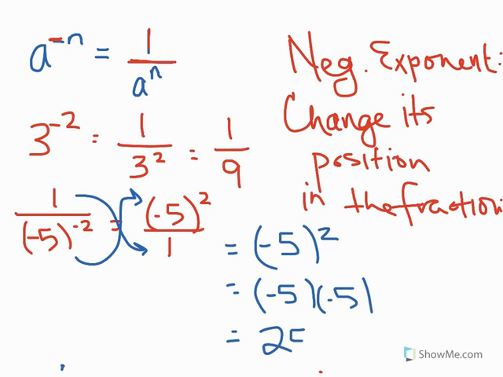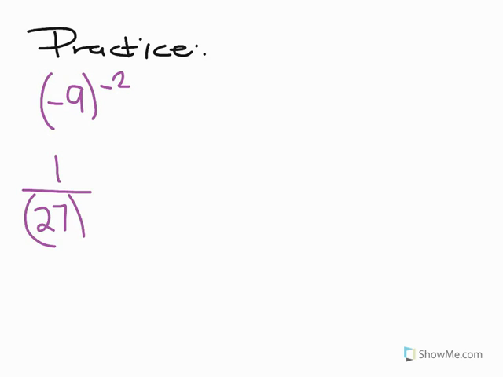Alright, so let's do some practice problems. Let's say we've got negative 9 in parentheses raised to the negative second power. Now let's say we've got 1 over 27, and that 27 in the bottom is raised to the negative first. If you were going to make these positive exponents and then go ahead and multiply things out, then this one is going to need to make a fraction.